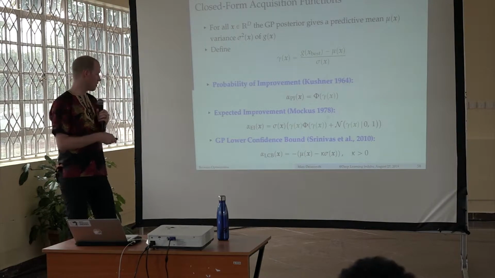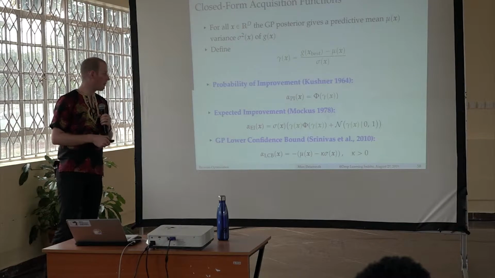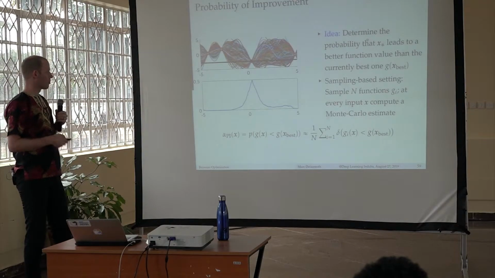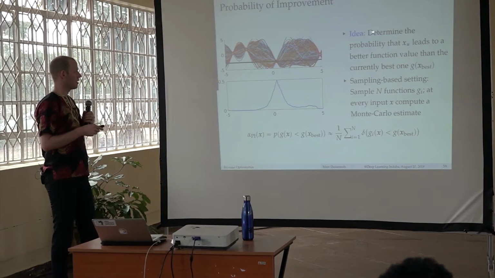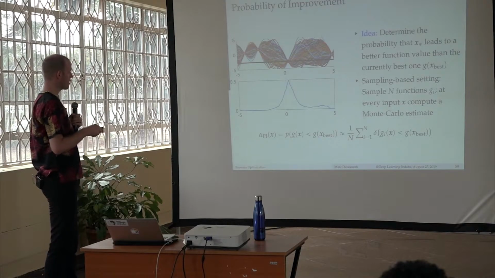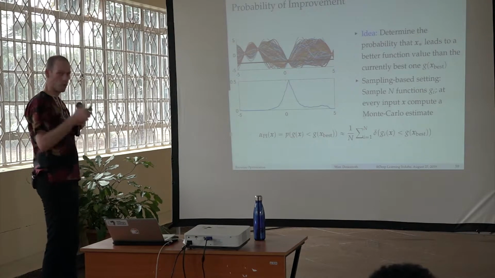So that would be the lower confidence bound. The probability of improvement: the idea is to determine the probability that x star leads to a better function value than the one that we have seen so far. If we think of this from a sampling perspective, we can sample functions, and every time the function goes below this black bar, we count 1.